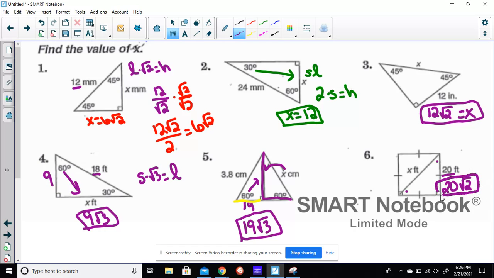So now you've had a quick review of what to do here, and you can go complete the assignment we have for you today.